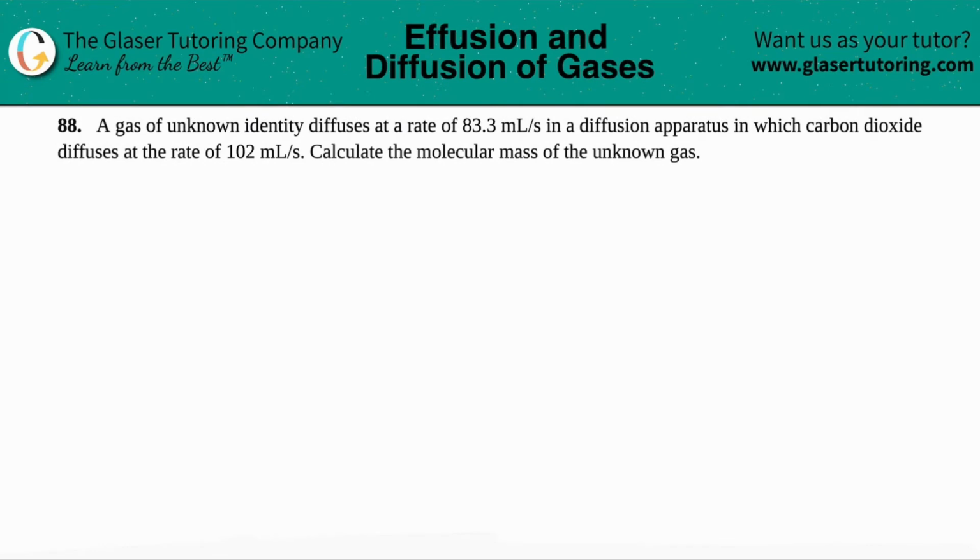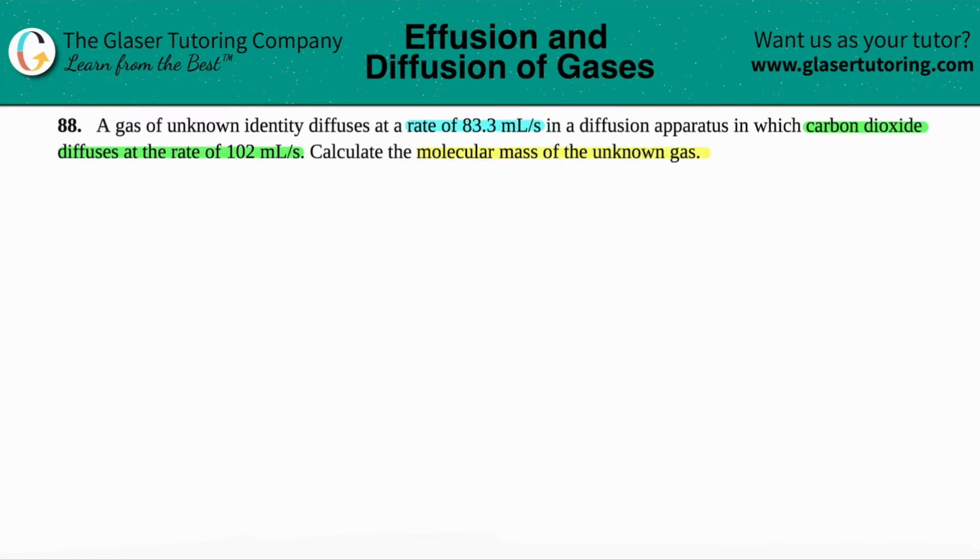Number 88. A gas of unknown identity diffuses at a rate of 83.3 milliliters per second in a diffusion apparatus in which carbon dioxide diffuses at the rate of 102 milliliters per second. Calculate the molecular mass of the unknown gas.